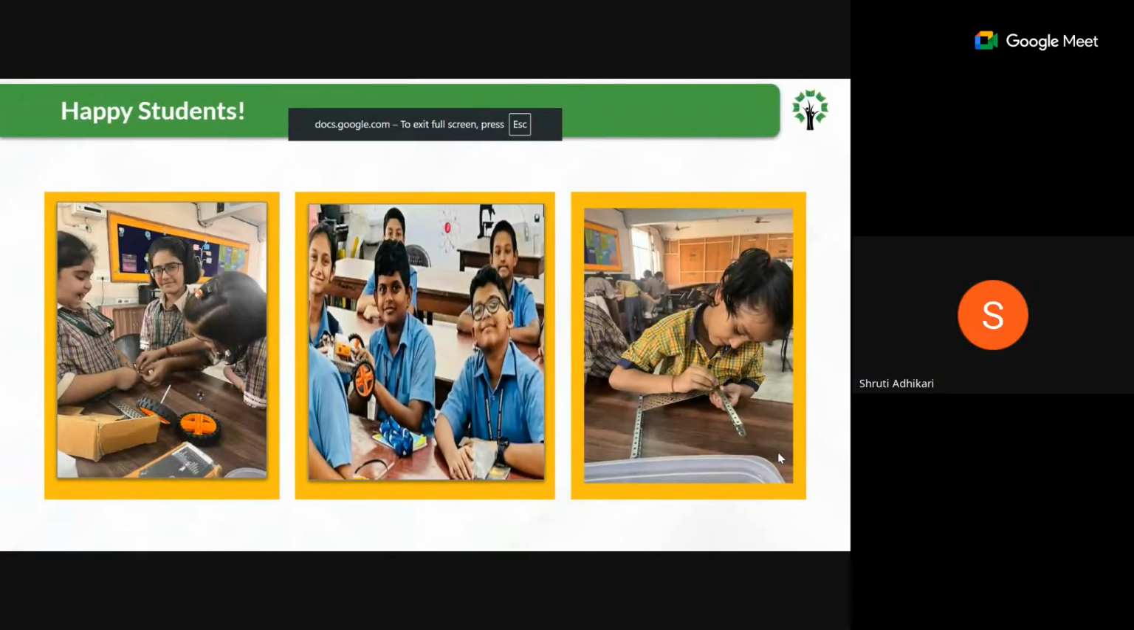So these are all, you can see, happy students. The schools who are using our STEM products. Students are happy creating the robotic products.